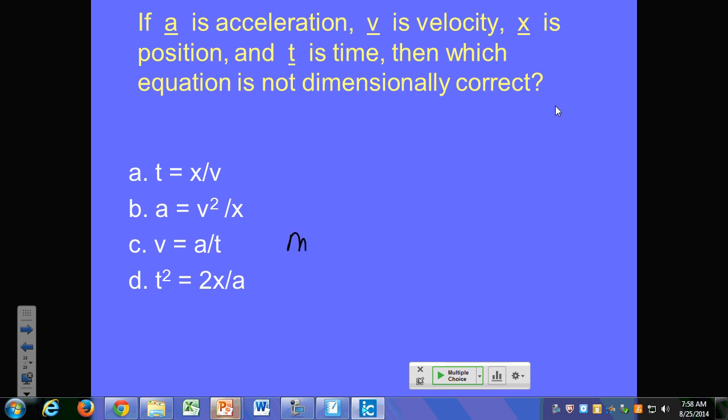I have meters per second. A is meters per second squared. And then T is 1 over second. So notice I have meters per second on one side, meters per second cubed on the other. And so that is not correct. All the others are correct.